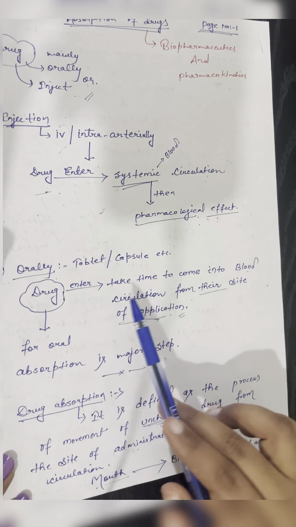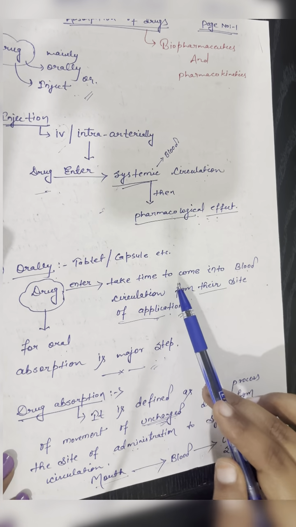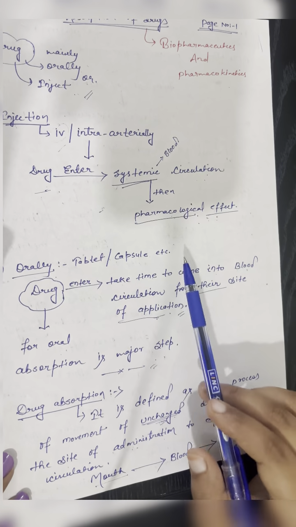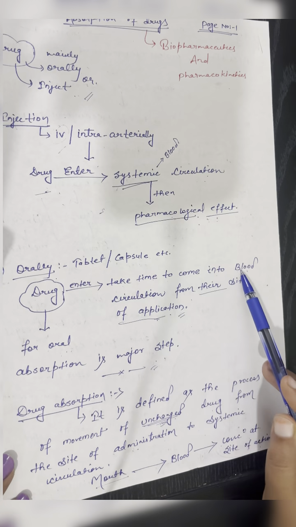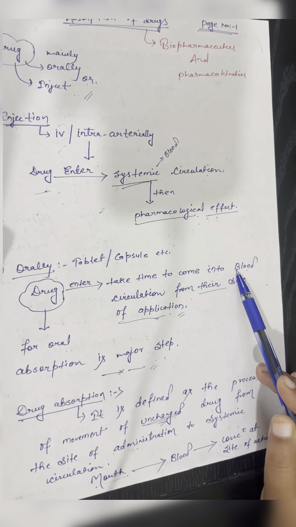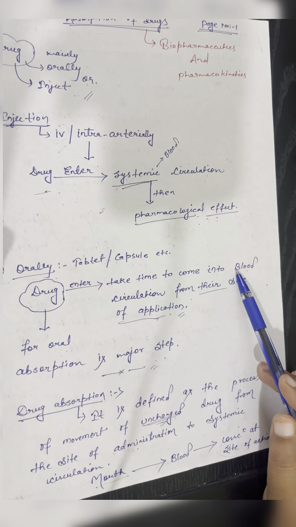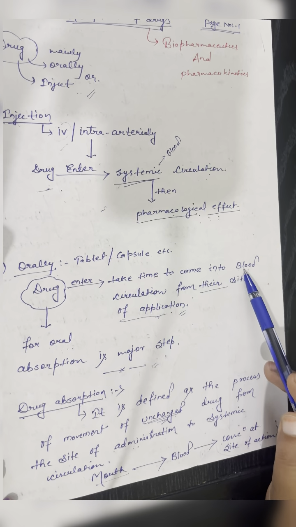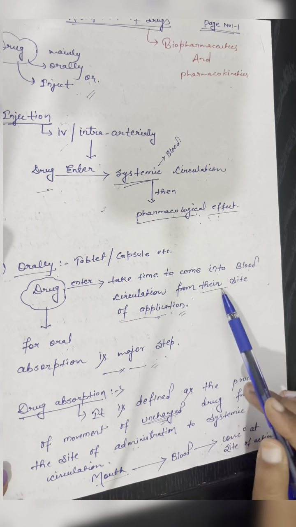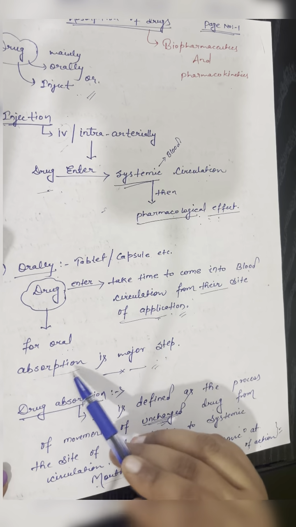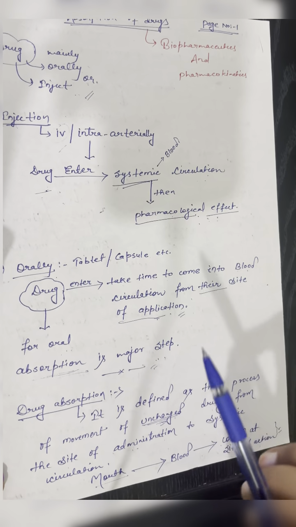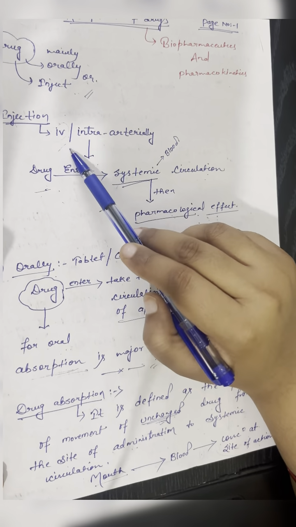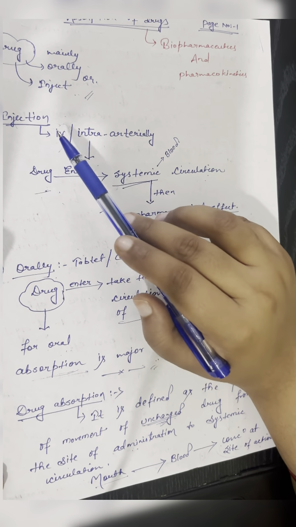Firstly, we can say it takes too much time compared to injection. A drug we take orally takes time to come into the blood. Obviously, first pass metabolism will occur. It takes time because we take it orally and then it reaches the blood, then reaches the site of action. Here the absorption process is the major step. We can say in IV, 100% absorption occurs. It's an important point.